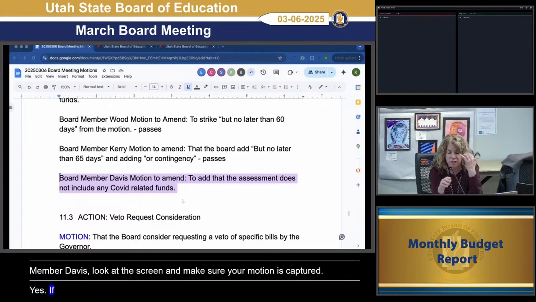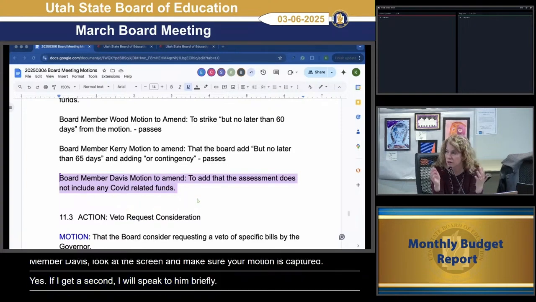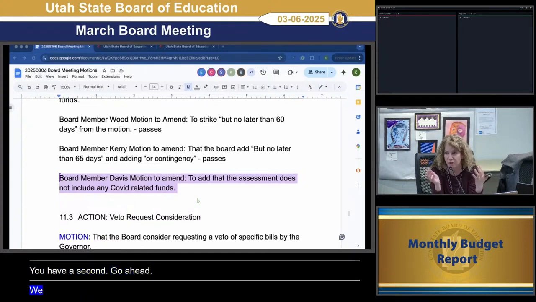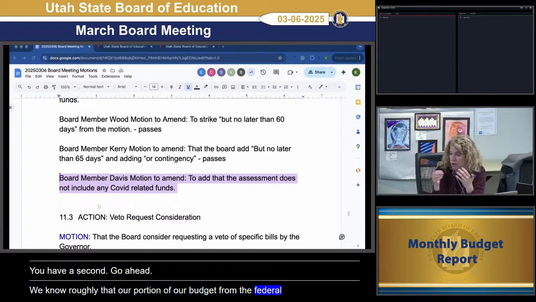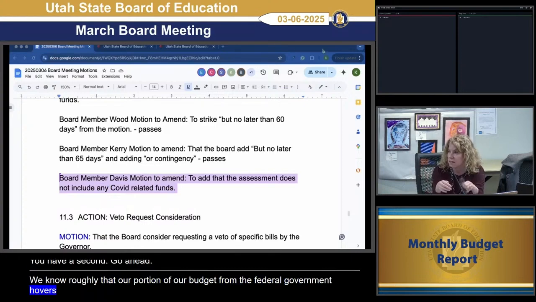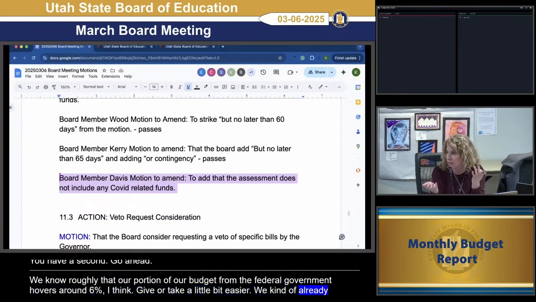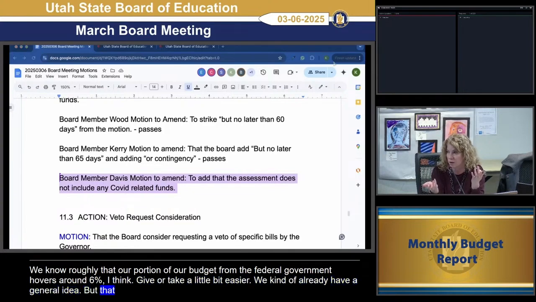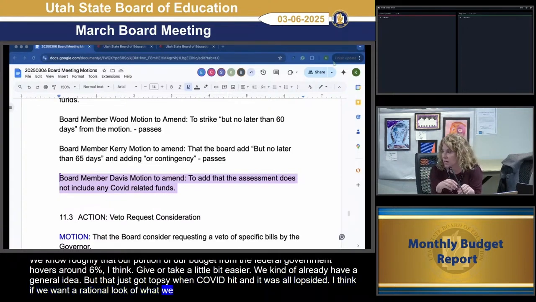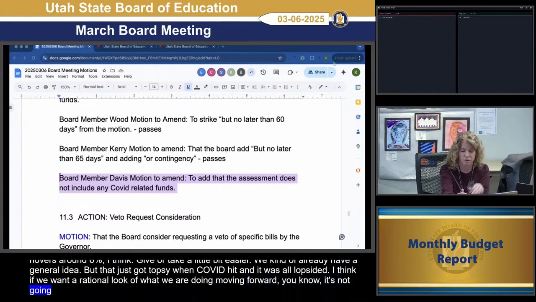We know roughly that our portion of our budget from the federal government hovers around 6%, I think, give or take a little bit each year. So we already kind of have a general idea, but that just got topsy-turvy when COVID hit, and it was all lopsided. So I think if we want a rational look of what we're doing moving forward, it's not going to include ESSER funds or any COVID-related funds. Thank you. Member Carey?